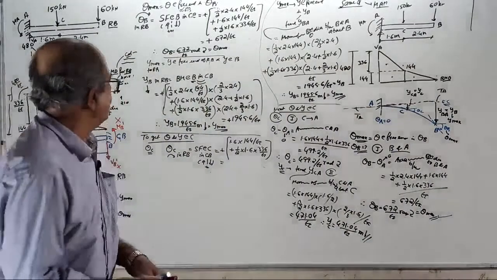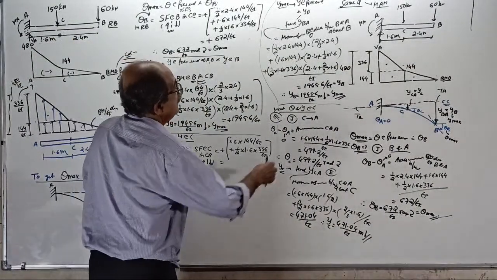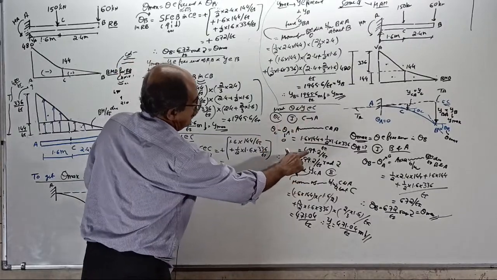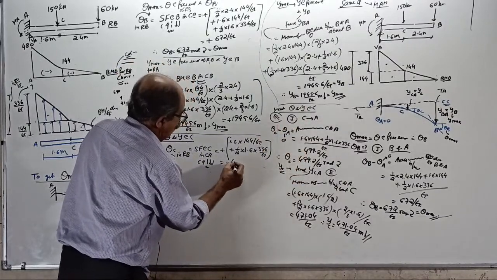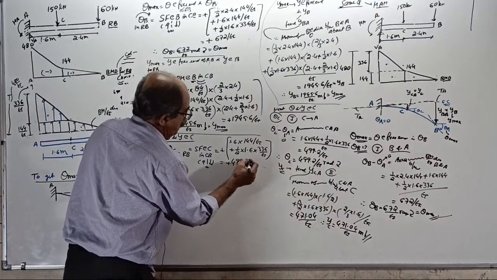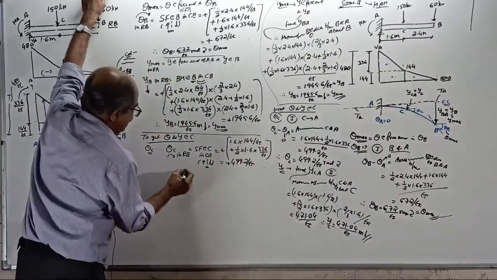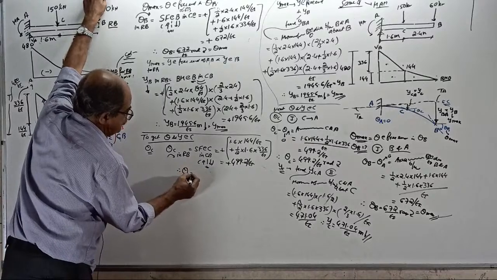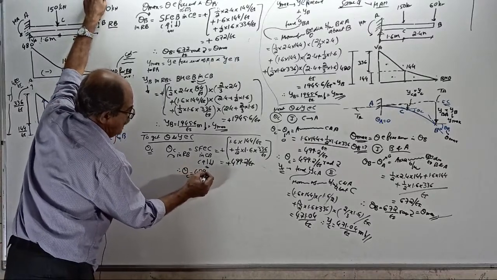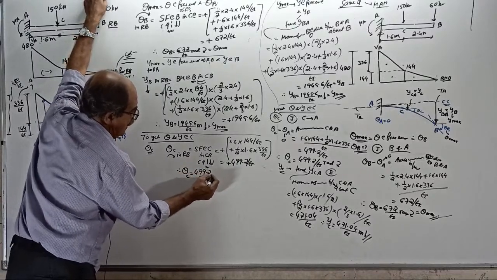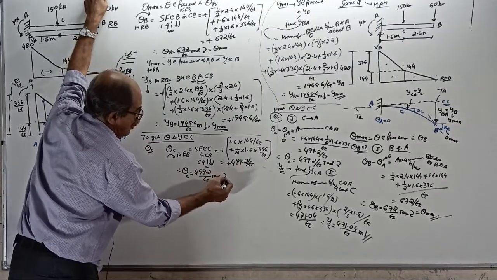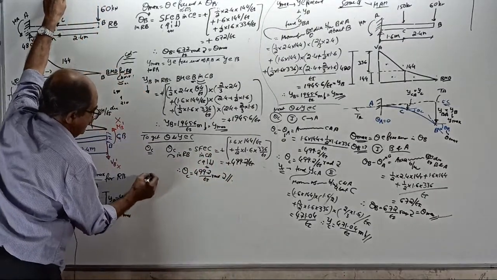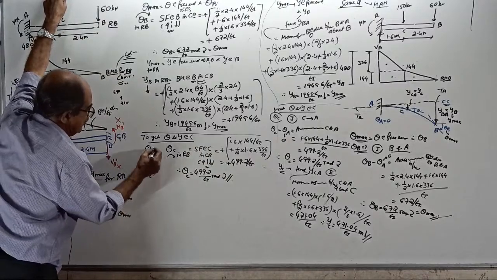Okay, same. How much? Plus 499.2 by EI. Present the answer. Therefore, your theta C is equal to 499.2 by EI radian. Plus means clockwise is the answer.